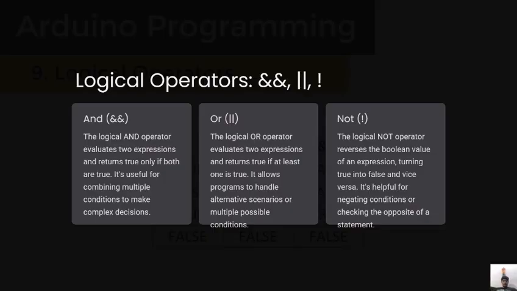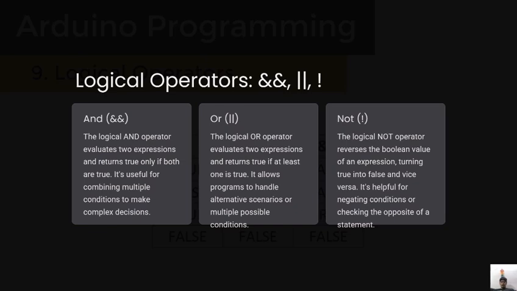Logical operators. Logical operators are of three types: and, or, and not. And operator. The logical and operator evaluates two expressions and returns true only if both are true. It's useful for combining multiple conditions to make complex decisions. OR operator. The logical OR operator evaluates two expressions and returns true if at least one is true. It allows programs to handle alternative scenarios or multiple possible conditions.